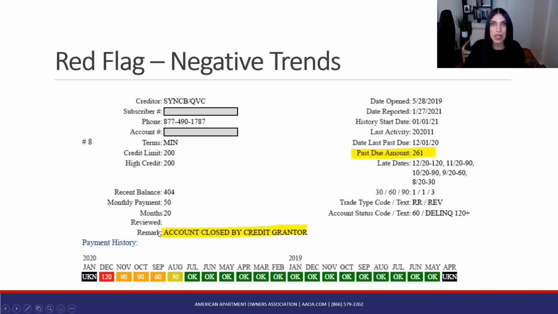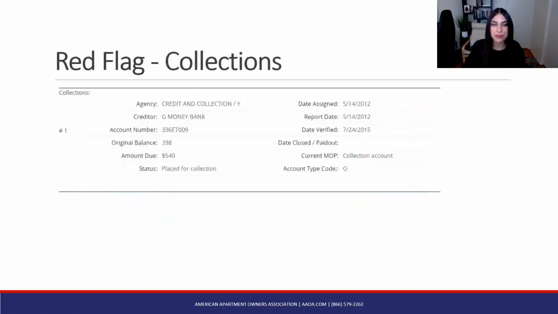Sometimes the remark will tell you maybe there was a dispute on the account. Maybe the credit card was stolen. So you definitely want to make sure you're looking at the remark to find out if there's more context. There isn't always a remark. It's really up to the creditor to provide a remark, but definitely look there. And make sure you're looking for those trends, because their credit score might still look okay, but if they've recently had issues, that's a problem.